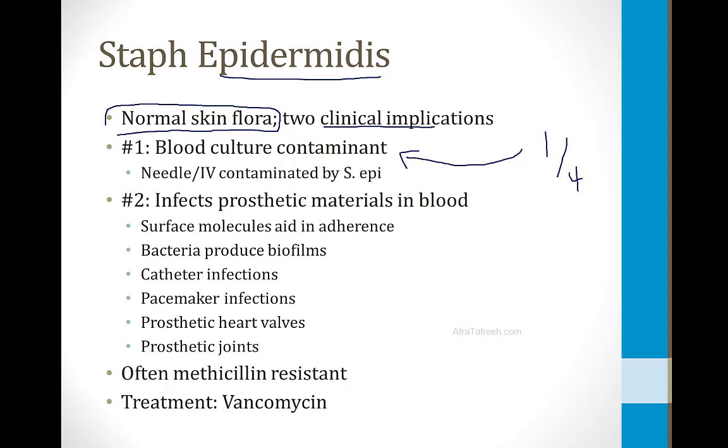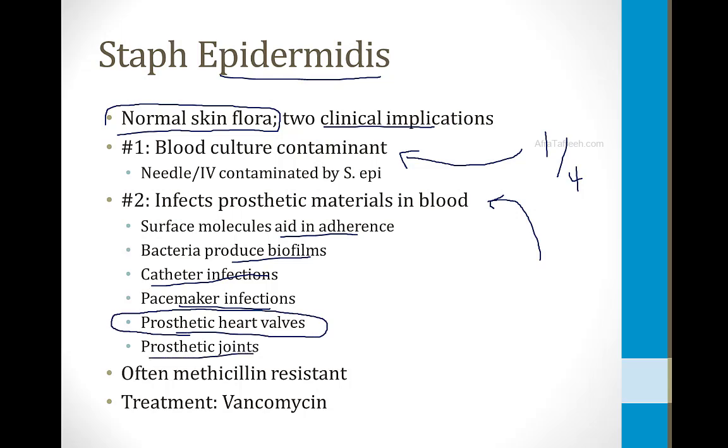The second clinical situation where Staph epi is important is that it can infect prosthetic materials in the blood. There are surface molecules on the bacteria that aid in adherence, and it likes to attach and then produce biofilms. For example, if you have a catheter in the bloodstream, for introducing chemotherapy to a patient, it can get contaminated with Staph epi. Pacemakers can get contaminated. Prosthetic heart valves are a classic place for infection with Staph epidermidis to occur, and also prosthetic joints. Staph epidermidis is almost always methicillin resistant, so you have to treat it as if you are treating methicillin-resistant Staph aureus, and the treatment of choice is the drug vancomycin.